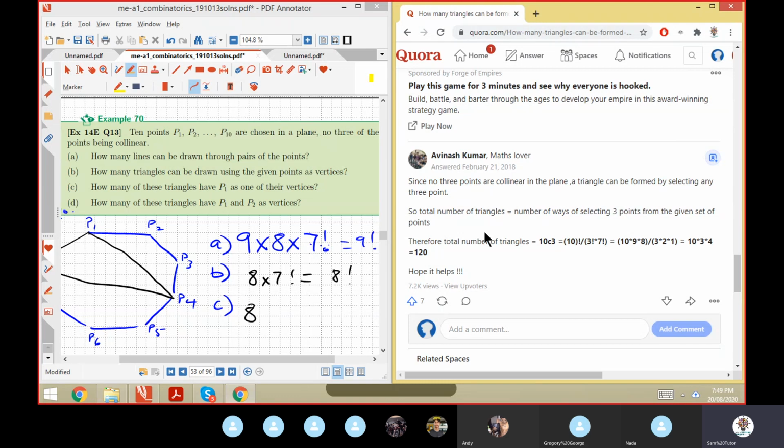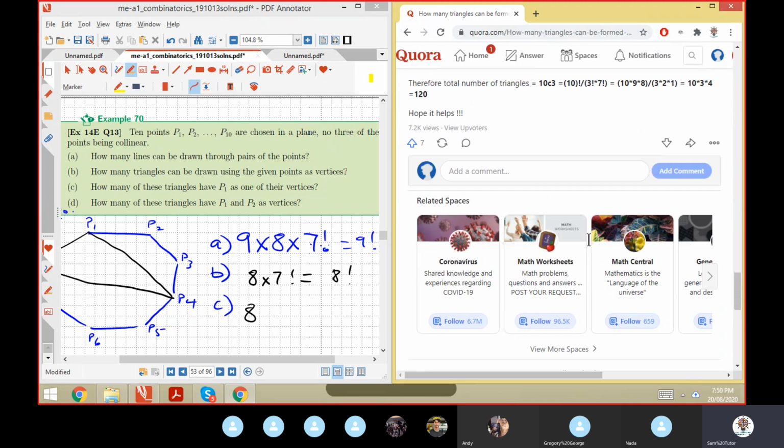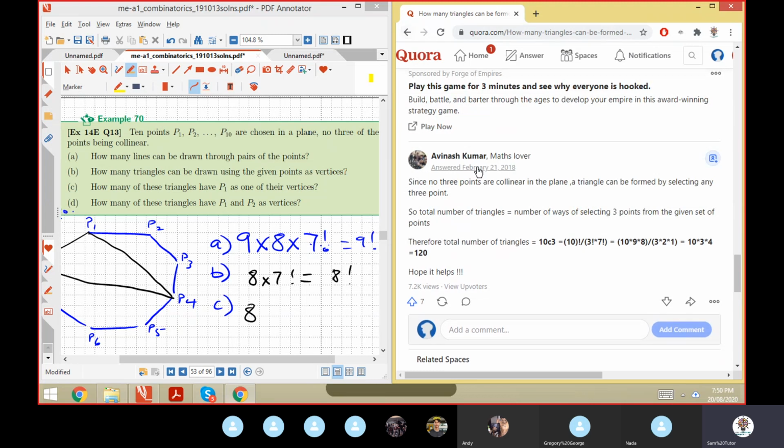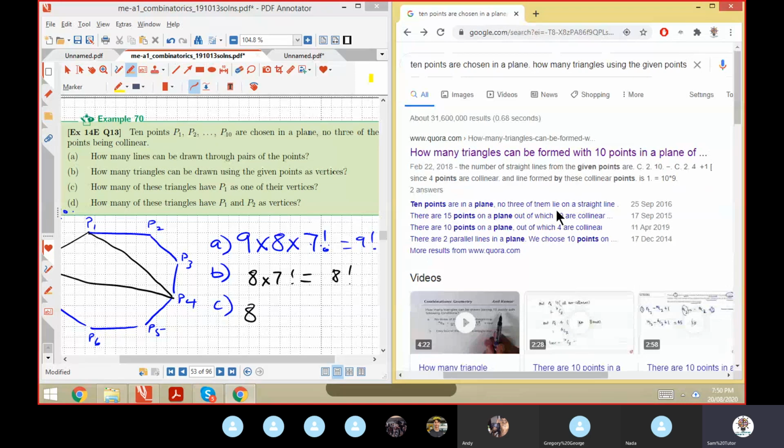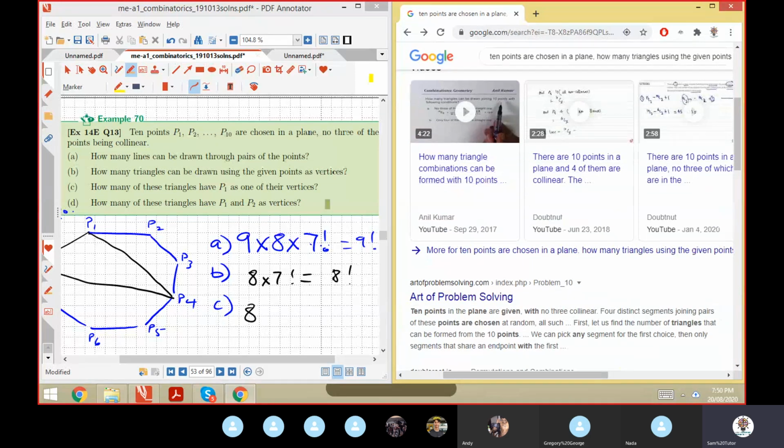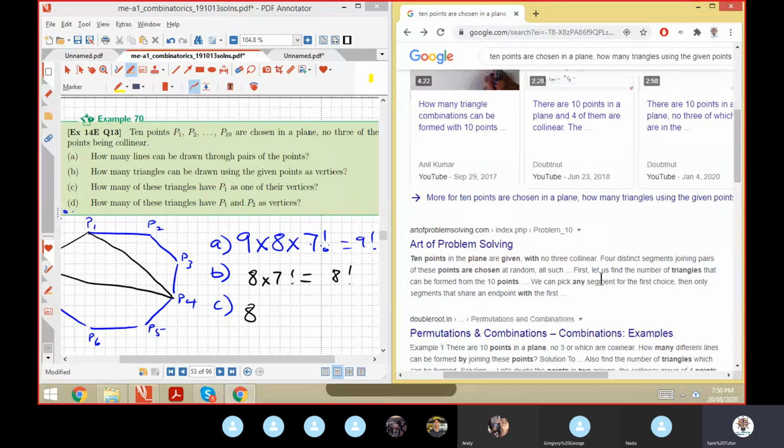Total number of triangles. Sorry? You were right off that. The repetitions, yeah, we were way off that. But see, this person got 116, so they've got different answers. Yeah, obviously it's not combinations. How many different triangle combinations?